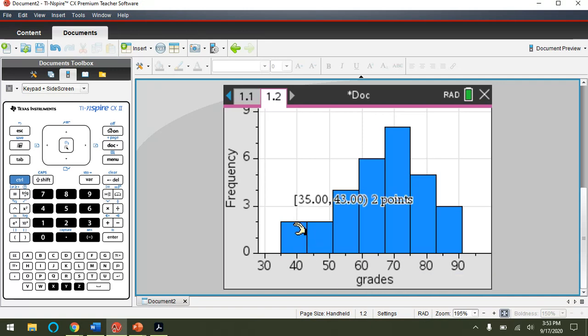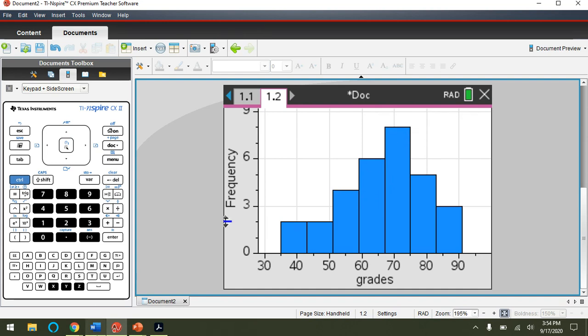But when you hover over each bar, it gives you the interval notation we used and how many points. 2 points. This was also 2 points. This was 4 points. This was 6. This had a frequency of 8. And it gives you your intervals right there.